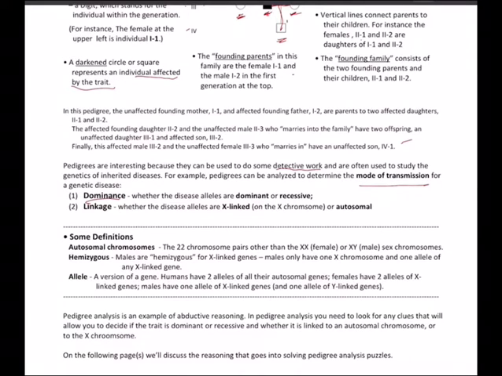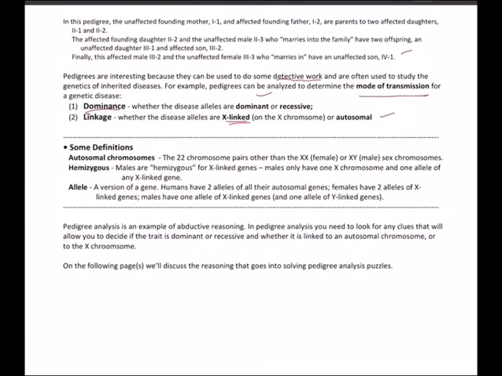So how to do that? How do we come to know that it is autosomal or X-linked? So dominance, whether the disease alleles are dominant or recessive, and linkage, whether the disease alleles are X-linked on the X chromosome or autosomal. So some of the definitions will go before you write your conclusion. Autosomal refers to the 22 chromosome pairs other than the XX in female and XY in male sex chromosomes. And hemizygous, males are hemizygous for X-linked genes.